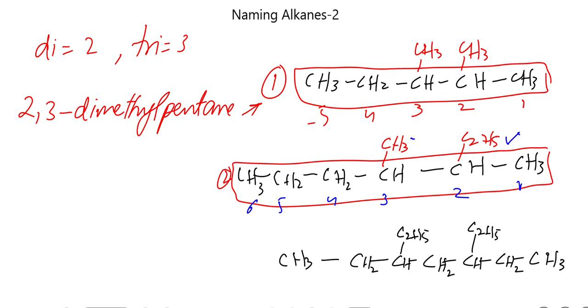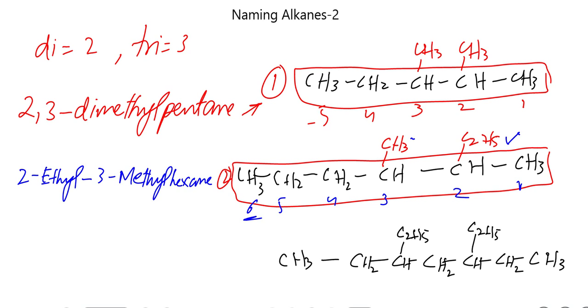So position and name of branch. So 2 ethyl, 3 methyl. So you are done with position and name of branches. And now total number is 6. So you will say hexane. 2 ethyl, 3 methyl, hexane.